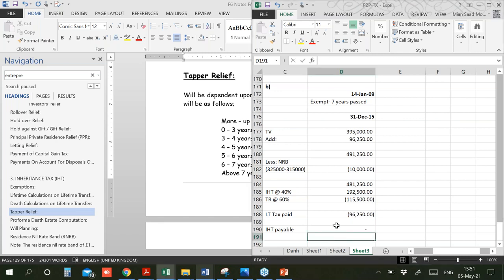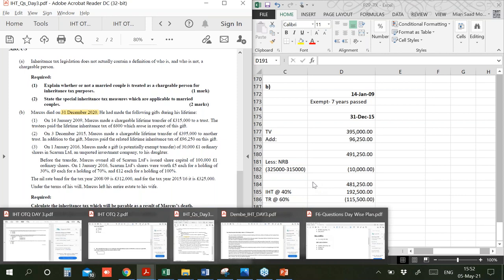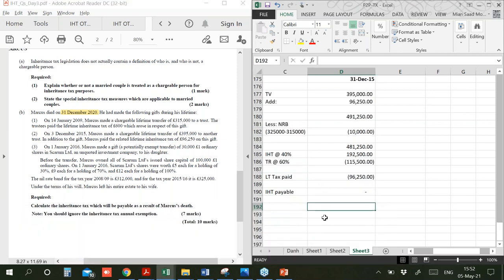Okay, guys, let's move on to the other adjustment. I have dealt with two gifts. On 1st January, Marcus made a gift of 30,000 shares. So let's talk about the share gift in which we have to use the transfer value method. So I'll give the heading first, that is 1 Jan 2016.